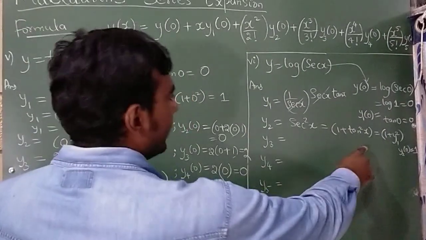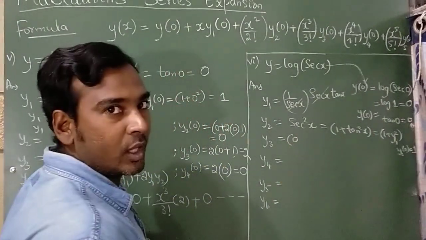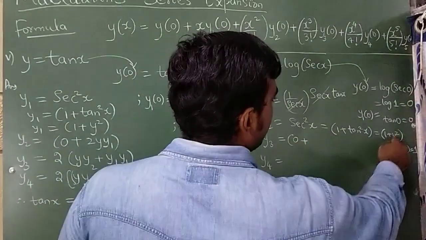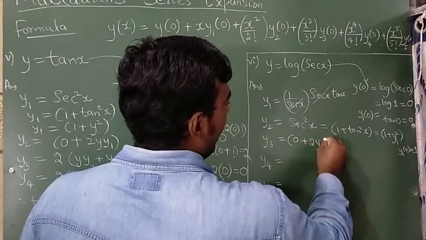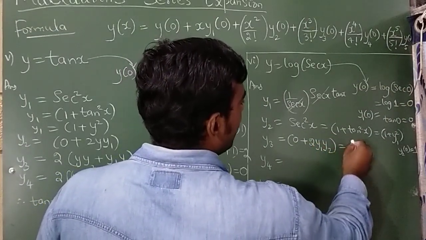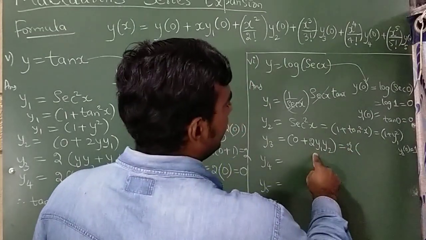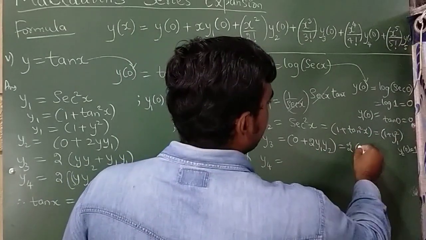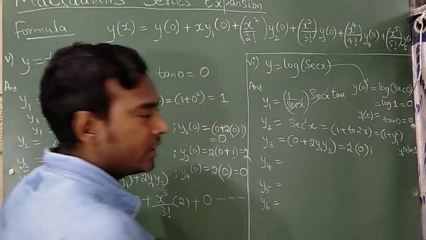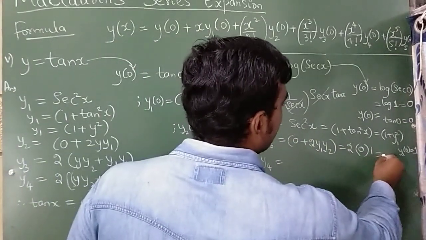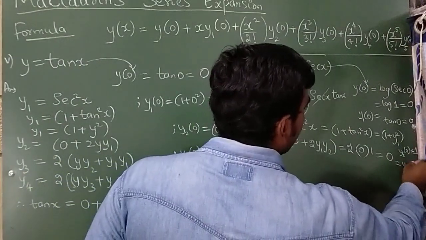Now y3 means I must differentiate that. Now if I differentiate this, that is differentiation of 1 is 0 because it is a constant, plus differentiation of y1 square, it is 2 y1 y2. Fine. So I'll write here 2. What is y1? y1 is 0. y2 of 0 is 1. So 2 into 0, so it is 0. This is your y3 of 0.